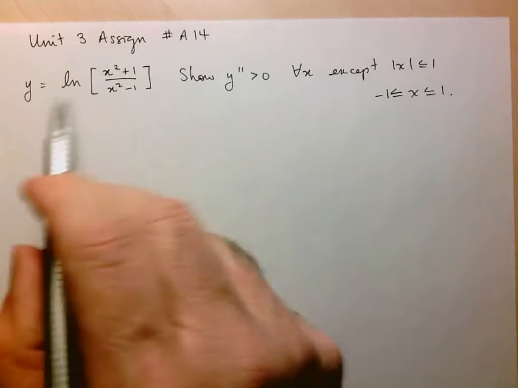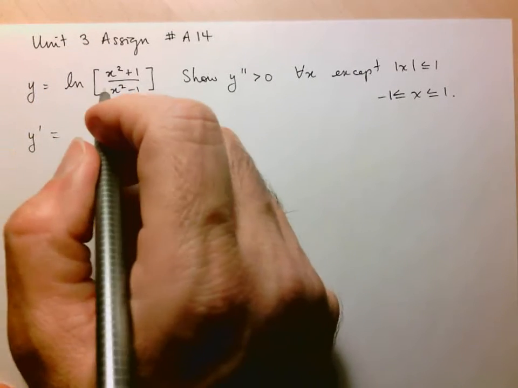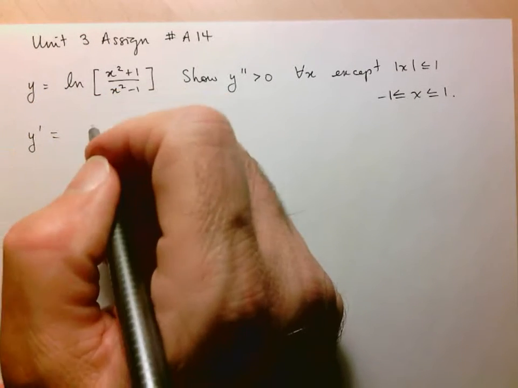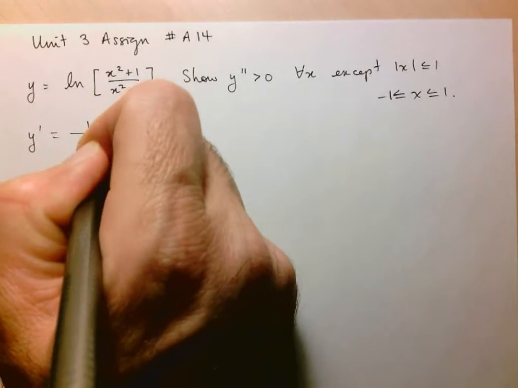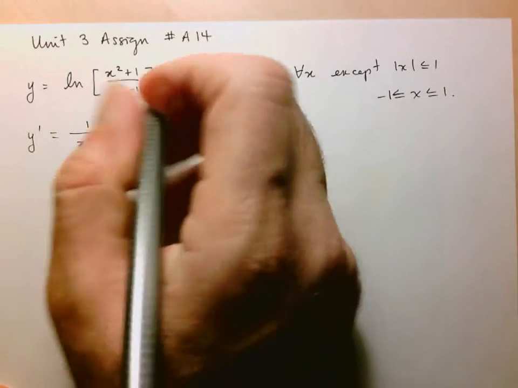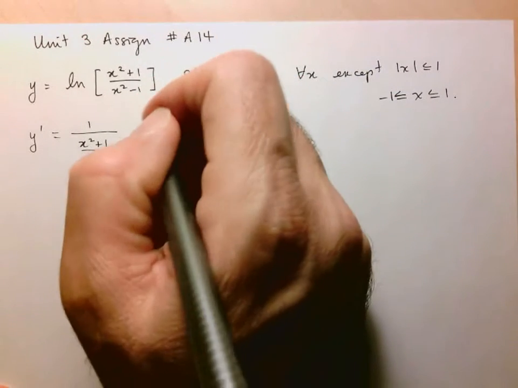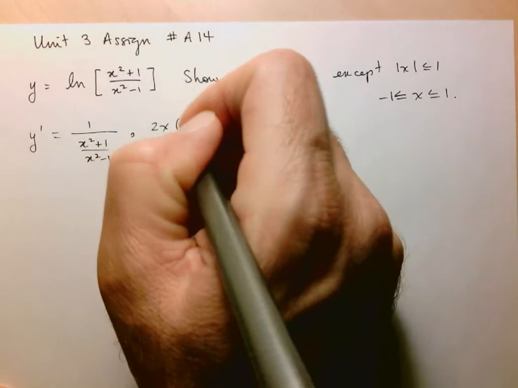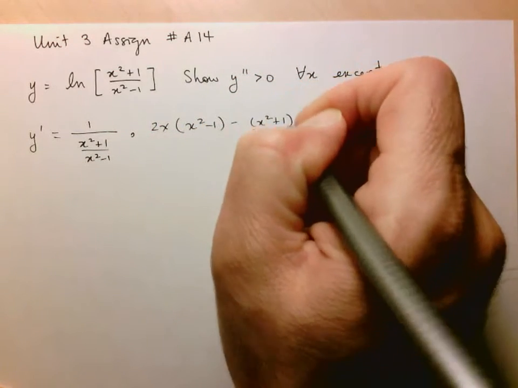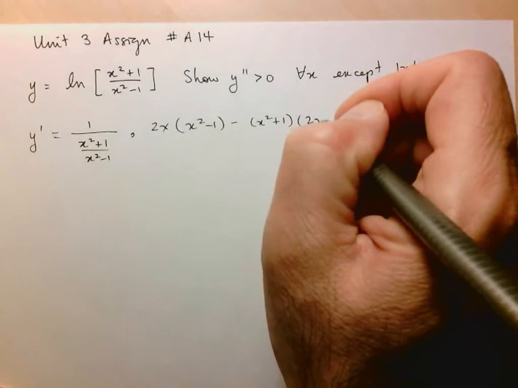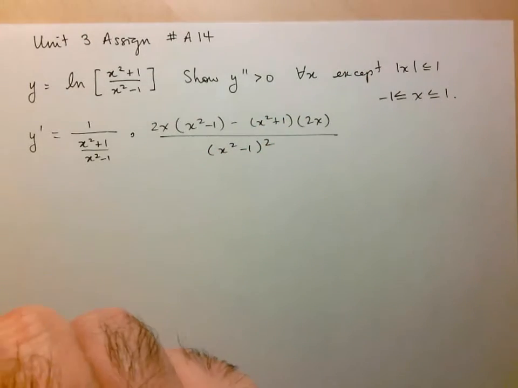Let's start by finding the second derivative. So find the first derivative first. Here we use the chain rule. The derivative of ln u is 1 over u, so 1 over (x squared plus 1 over x squared minus 1), times the derivative of u with respect to x. I'll use the quotient rule there. The derivative of the numerator is 2x times the denominator function, minus the numerator function times the derivative of the denominator function, all over (x squared minus 1) squared.